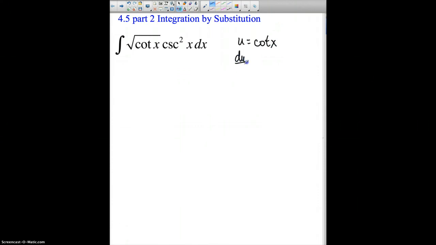What's the derivative of cotangent x? The derivative of cotangent is negative cosecant squared x. Solving for dx, multiply both sides by dx, and then dividing by negative cosecant squared x gives us dx equals negative du over cosecant squared x.